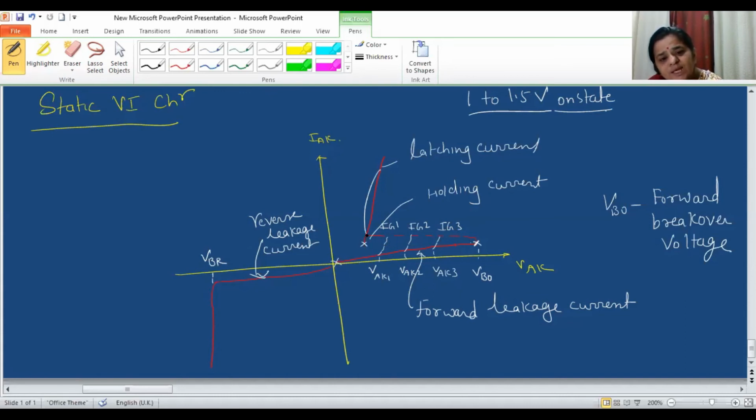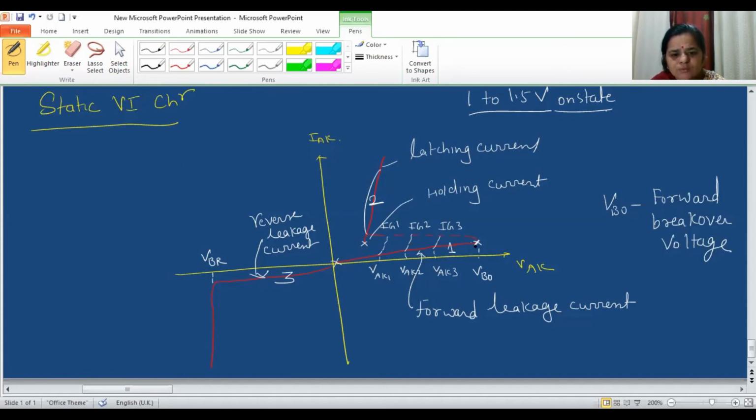After that, if you increase the anode cathode voltage, there will be a small increase in the voltage, but there will be a drastic increase in the current. So we can divide this characteristic into three parts. Number one is for forward blocking, number two is for forward conduction, and number three is for reverse blocking. So this characteristic from this point to this point, that is one characteristic.